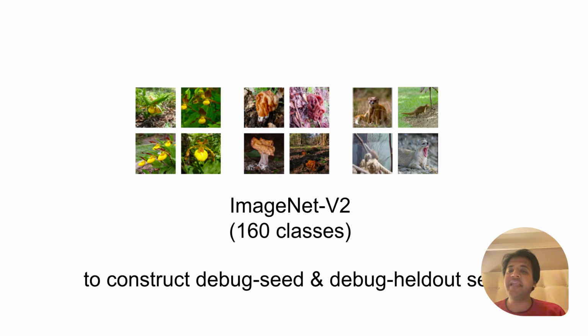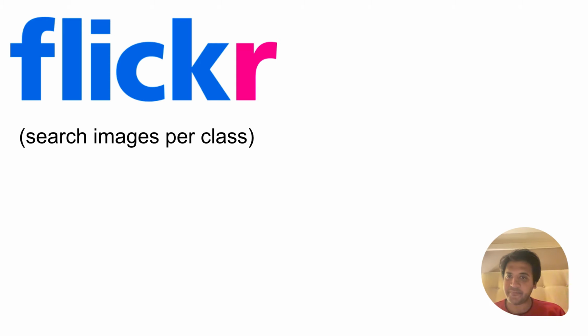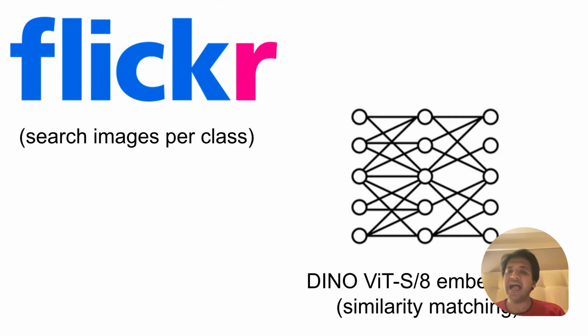Next, we discuss the implementation details. We use 160 classes of ImageNet v2 to construct the debug seed and debug held out set. We use Flickr search for searching for candidate images per class, and we use DINO ViT-S8 embeddings for finding visually similar images.